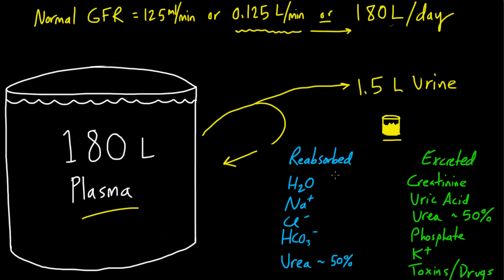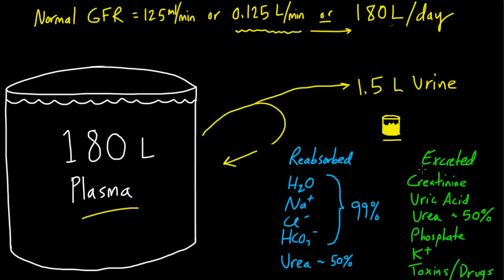So now I put a list of things that the kidney reabsorbs and the things that the kidney primarily excretes. So things that we want to hold on to, even though they get filtered, include water, sodium, chloride, and bicarbonate. And the kidney is going to reabsorb about 99% of these things because these are good things that we want to hold on to. If we need to get rid of them, then the kidney will do that. The kidney also reabsorbs about 50% of the filtered urea.